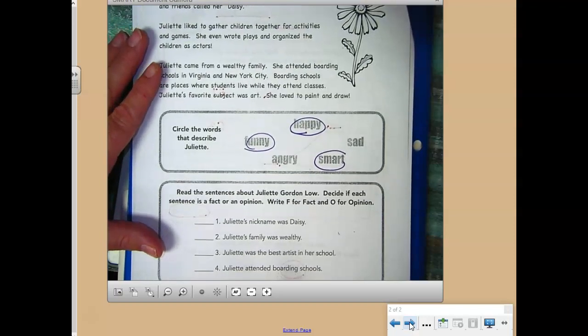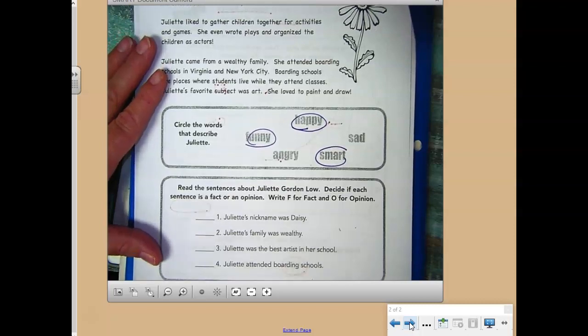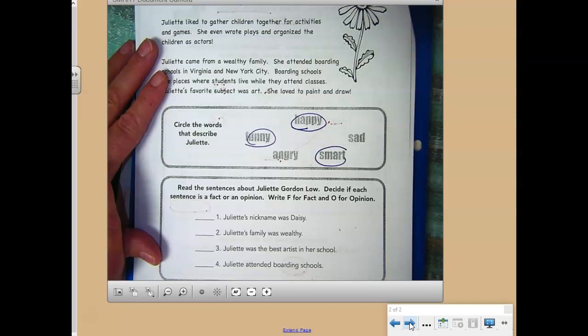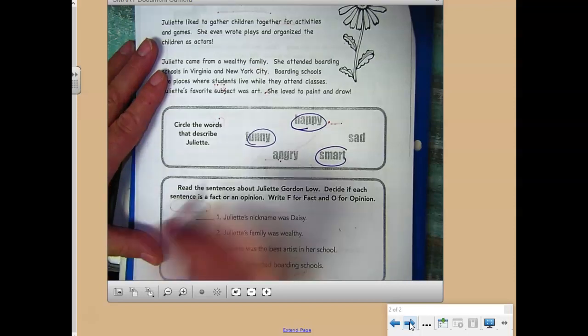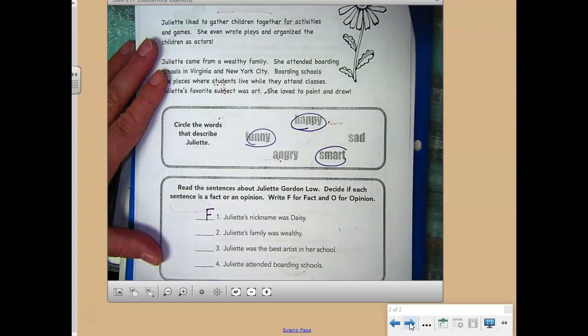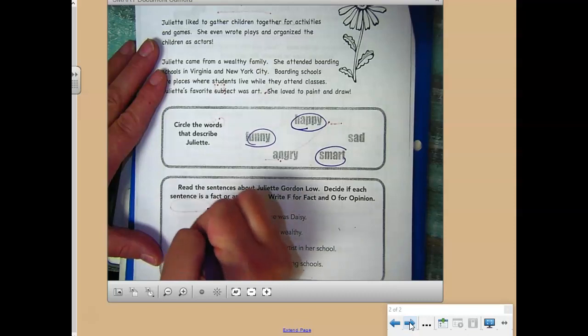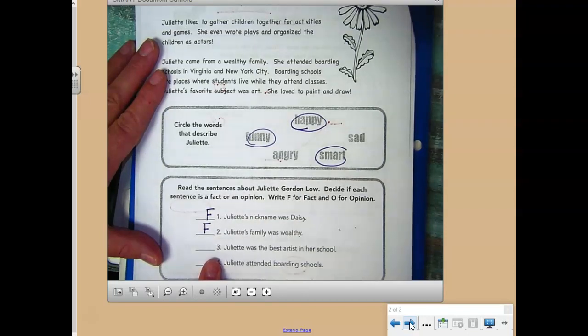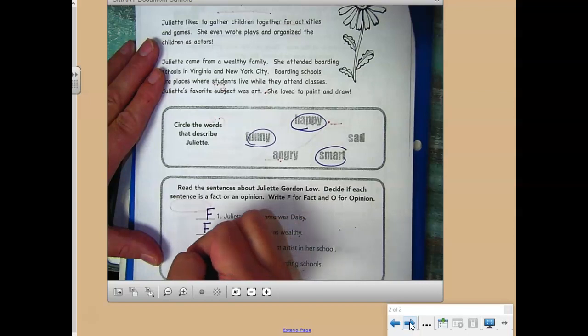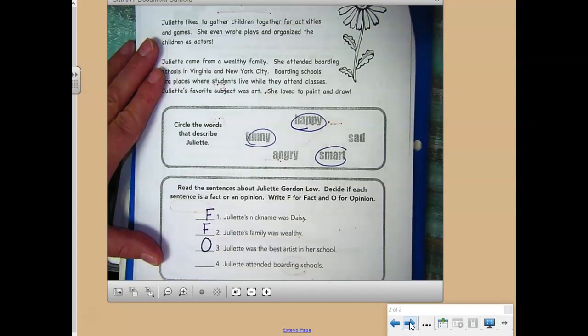All right, it says, read the sentences about Juliette Gordon Low. Decide if each sentence is a fact, that means true facts, or if they're opinions, what you think. So, number one, Juliette's nickname was Daisy. That is a fact we learned. Number two, Juliette's family was wealthy. That is a fact we learned. Number three, Juliette was the best artist in her school. That's an opinion. We don't know if she's the best. We just know that she loved art.